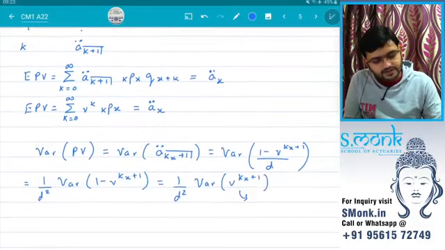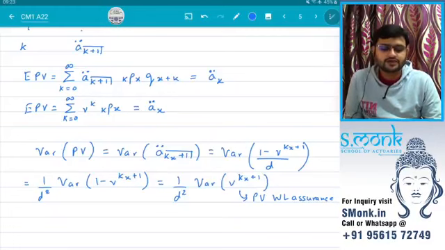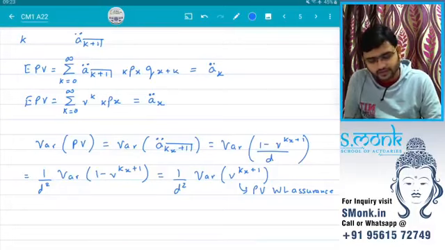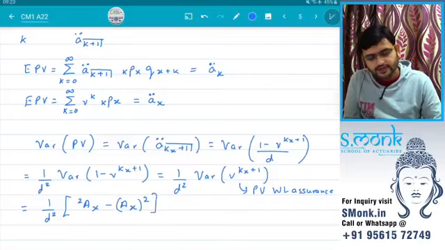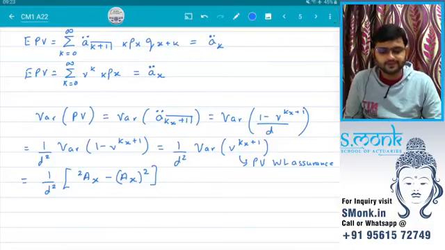Now this is the present value of whole life assurance. So we know the variance of the present value of whole life assurance, that becomes 2Ax minus Ax square. This becomes the variance of the annuity due.